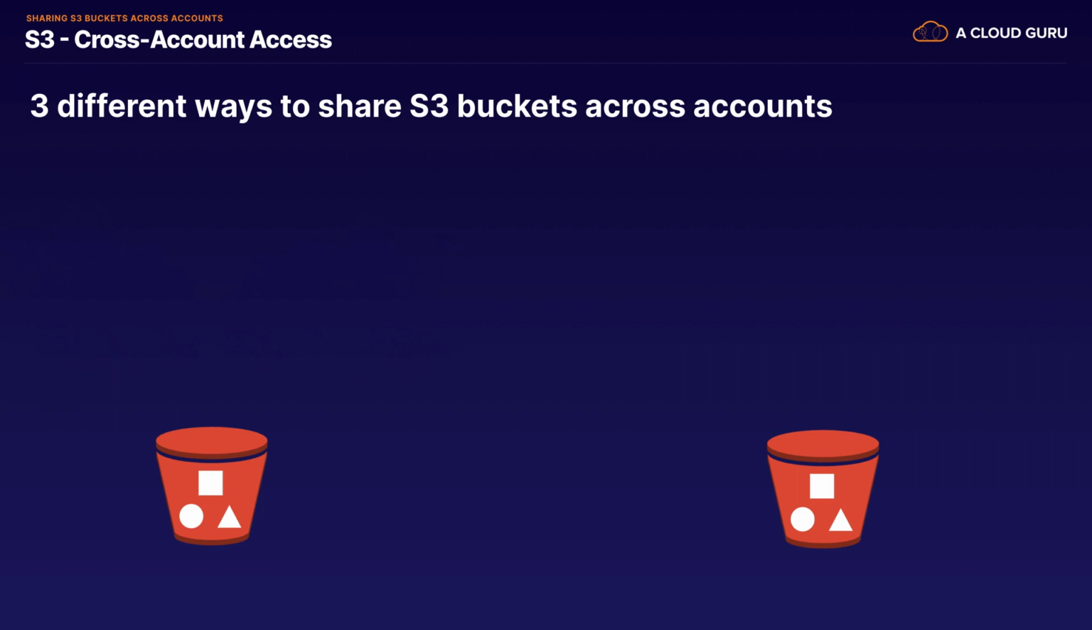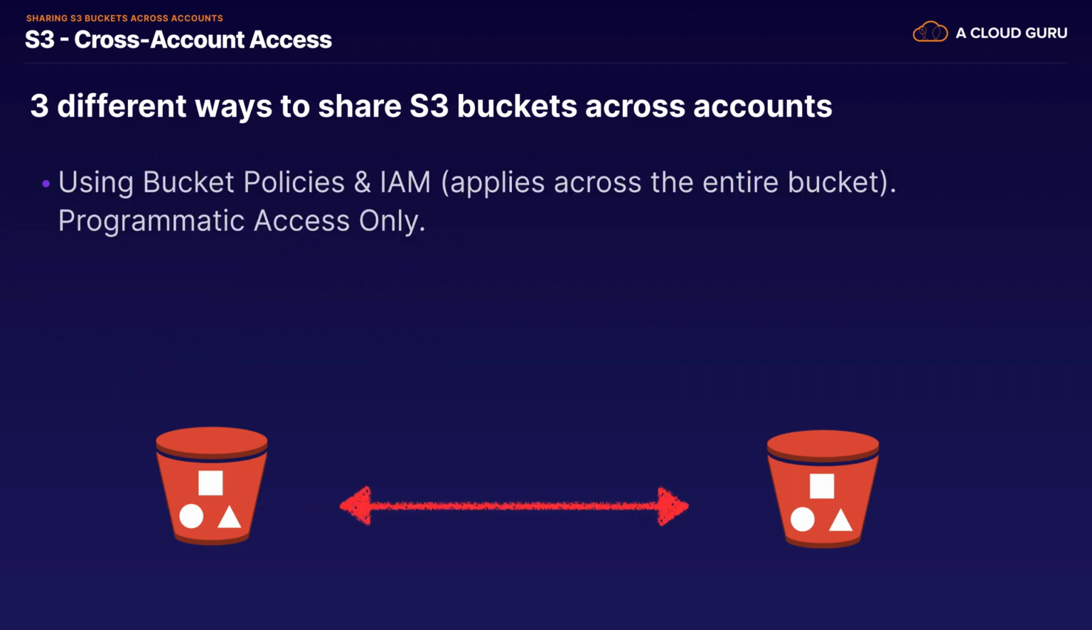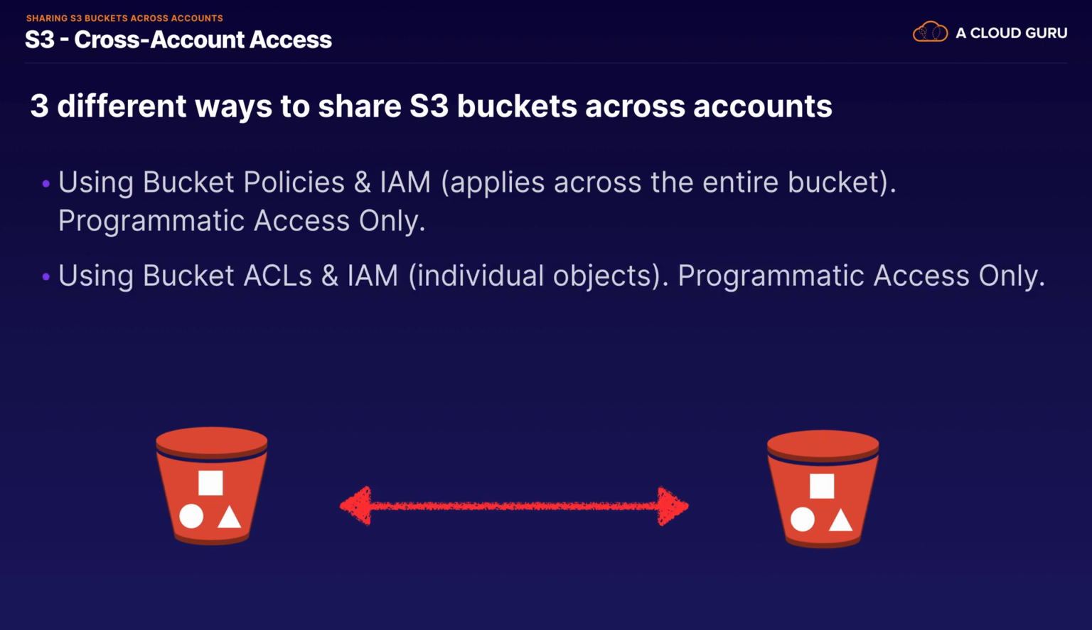So there are 3 different ways to share S3 buckets across accounts. First one is using bucket policies. Now, if you remember, bucket policies apply across the entire bucket. We're going to use bucket policies in conjunction with Identity Access Management. So this is going to apply across the entire bucket, and it's programmatic access only, which means that you wouldn't be able to do this using the console.